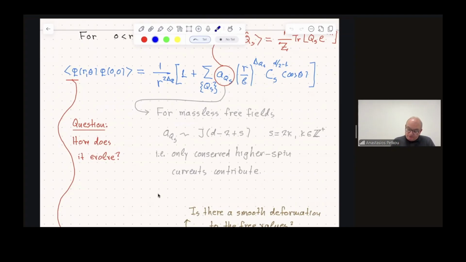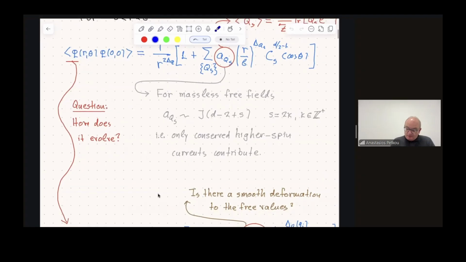But anyway, so for massless free fields, in the simple case of a unique scalar, these guys are proportional to zeta functions with arguments d minus 2 plus s, where s is an even number, and the interpretation is that the operators that correspond to these things are conserved higher spin currents. That's okay.